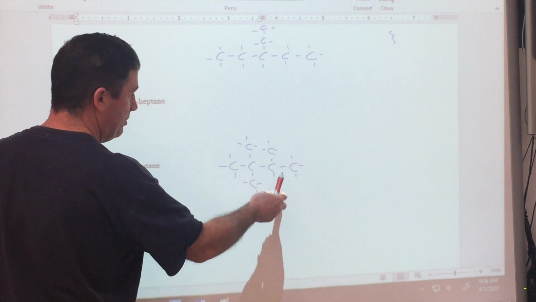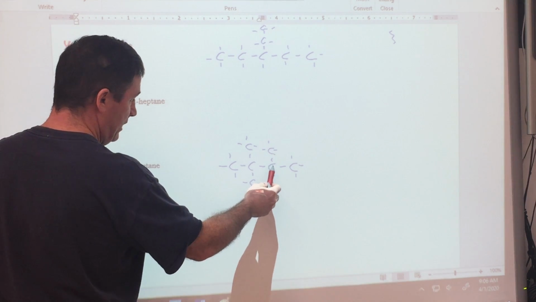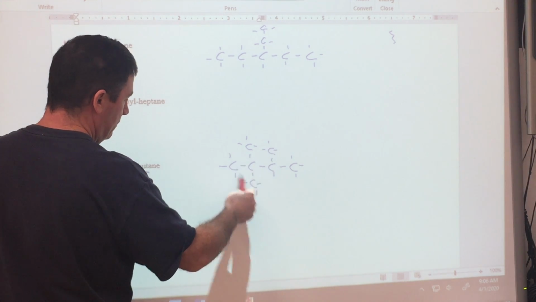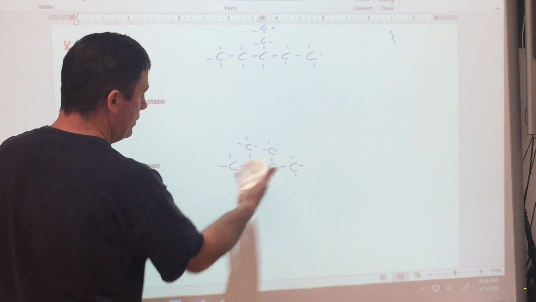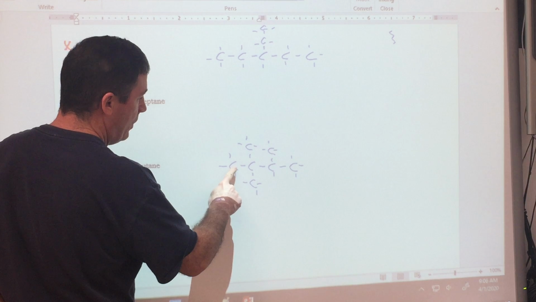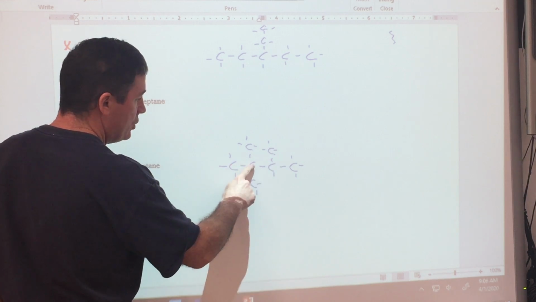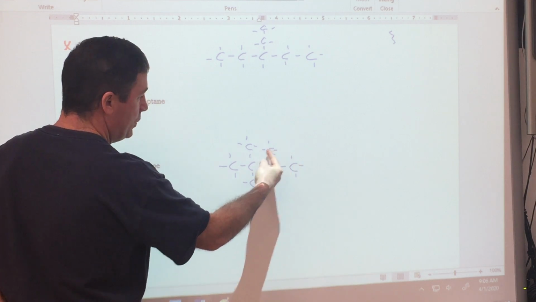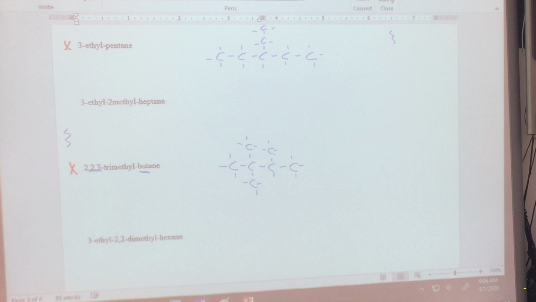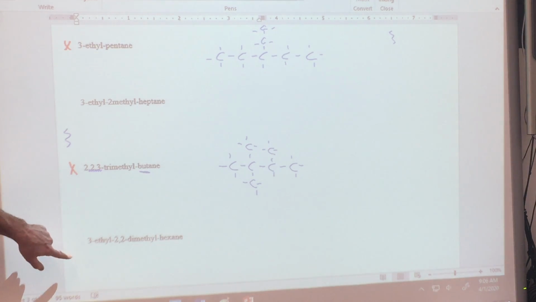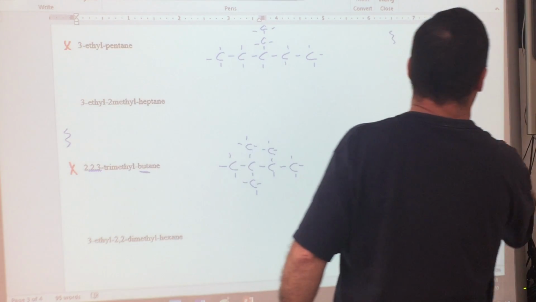Now remember, this is symmetrical. In other words, I could flip this around and the numbering would essentially be the same thing. So I have to go from left to right: 2, 2, 3. If I went from right to left, it would be 2, 3, 3. And that's a larger number combination. So we want to draw them like that. All right? Let's try the last one.